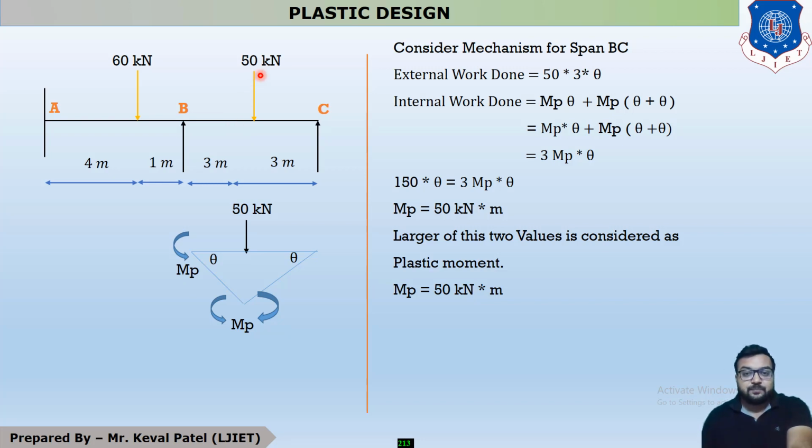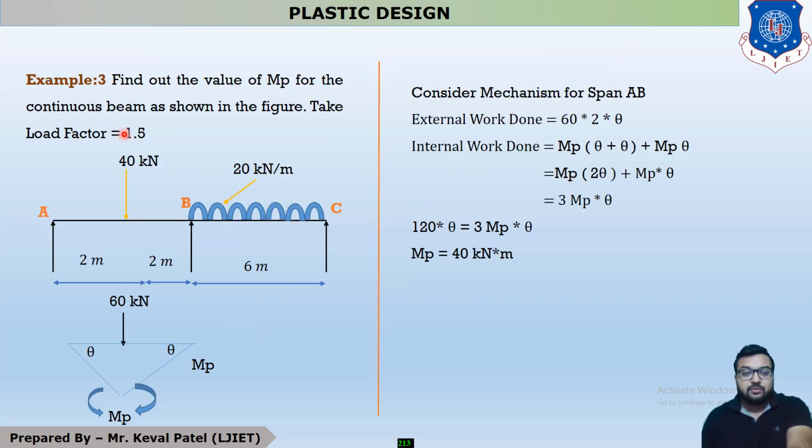Okay, so in the third lecture you have to solve this example in which your left support is a hinge support, the centermost support is an intermediate support, and this intermediate support is considered as a fixed support, and your right support is also a hinge support. Okay, and on these two spans you can see that on the left span a point load is acting, and on the right hand span a UDL is acting.